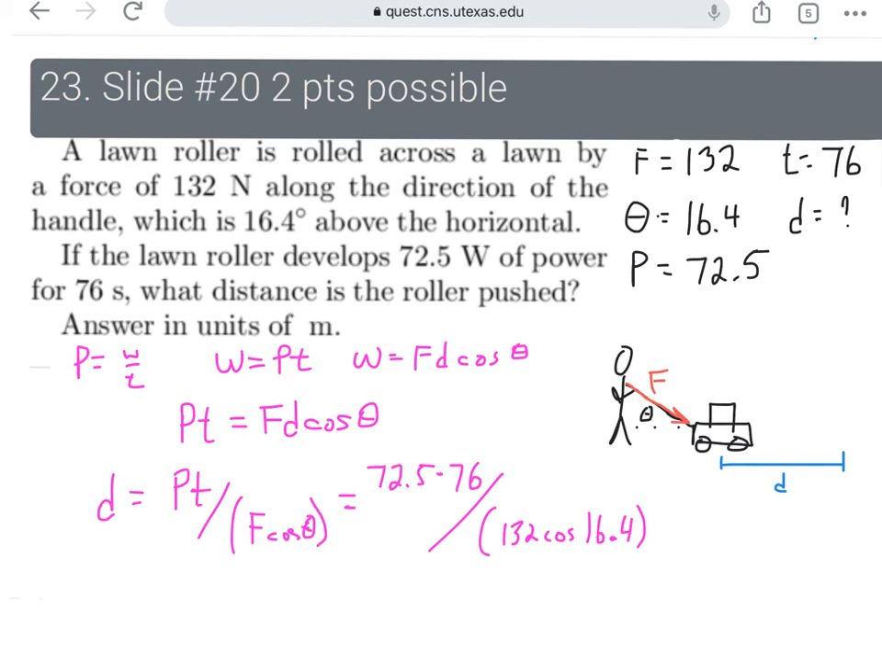Alright, so I need to put this in: 72.5 times 76 divided by parentheses 132 cosine of 16.4. So my displacement is going to come out to be equal to 43.51 meters, and that is my final answer.